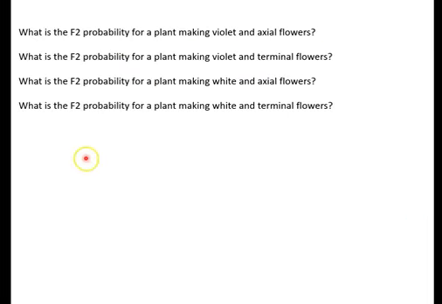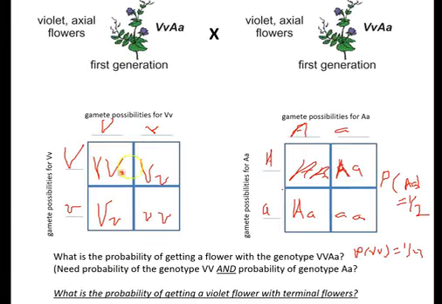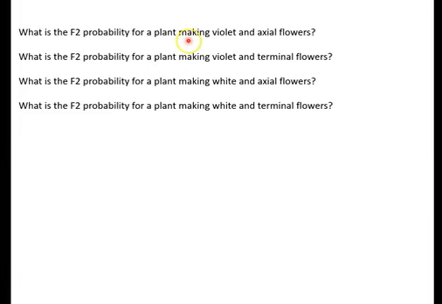Right? So what I want you to do is figure out the F2 probability based on what we were just doing. So based on this cross here where we have heterozygous for both traits crossed together, what's the probability for a plant making violet and axial flowers? What's the probability for a plant making violet and terminal flowers? And white and axial, white and terminal. So what are the probabilities of all of these different things?